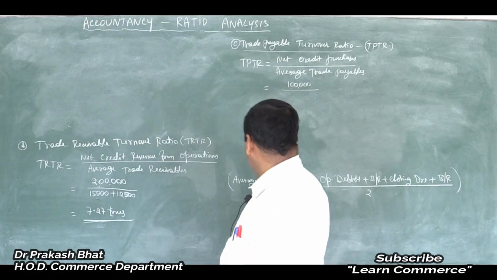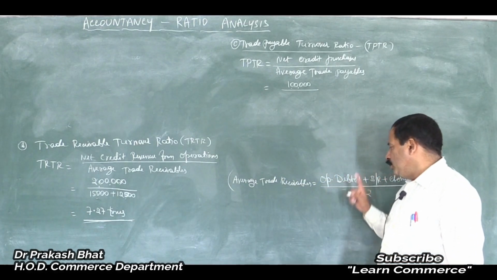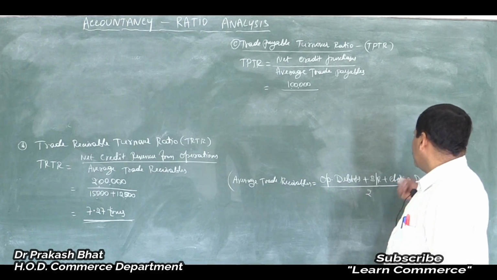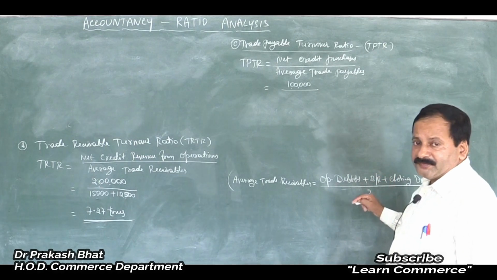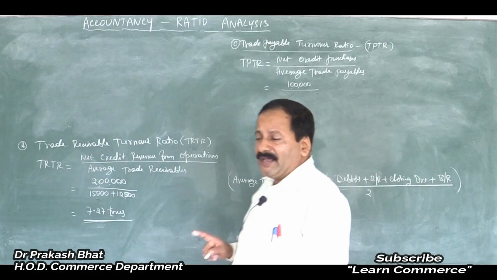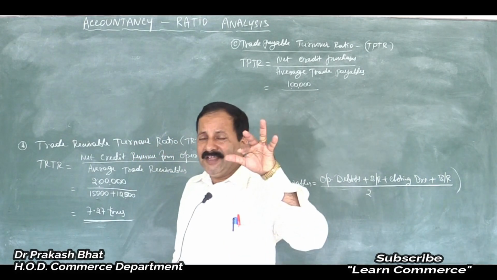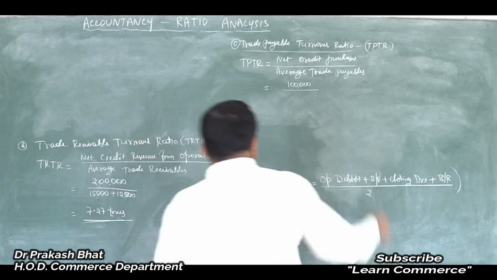I already told you, it's like this only. Average trade payables is equal to opening creditors plus bills payable plus closing creditors plus bills payable divided by 2. If opening and closing balances are not separately given, then whatever is given, take it as the average. Don't divide it by 2. That is what you have to do. Clear? Yes.